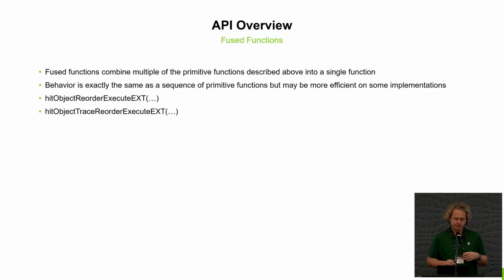And finally, for some implementations, there are fused functions provided, which are combinations of previously specified functions, such as trace and reorder together, trace, reorder, and execute shader together. And these are provided for some implementations where it's very important to have the fusion, and so it forces the fusion rather than having to hope that the compiler will detect it.